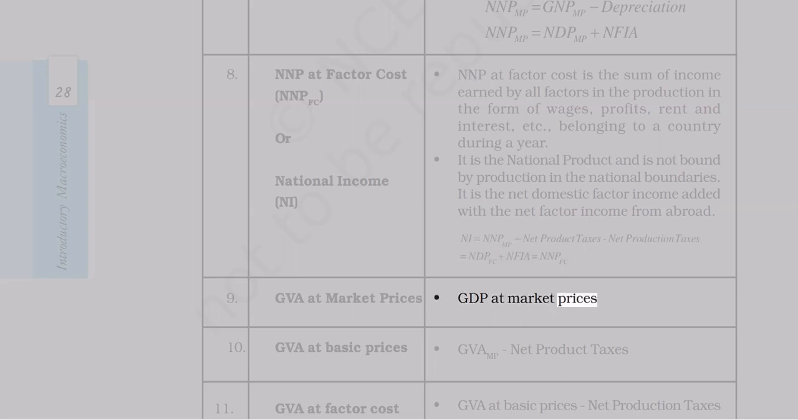GDP at market prices. GVAMP minus net product taxes equals GVA at basic prices, minus net production taxes.